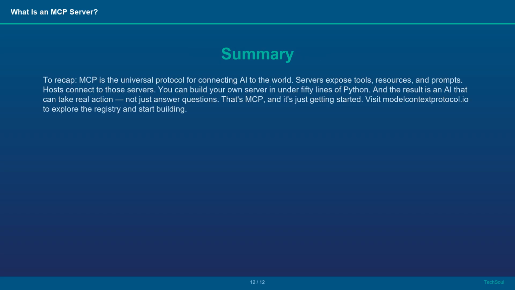To recap, MCP is the universal protocol for connecting AI to the world. Servers expose tools, resources, and prompts. Hosts connect to those servers. You can build your own server in under 50 lines of Python, and the result is an AI that can take real action, not just answer questions. That's MCP, and it's just getting started.